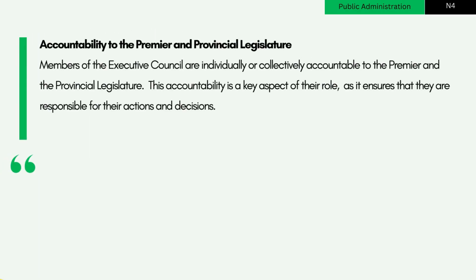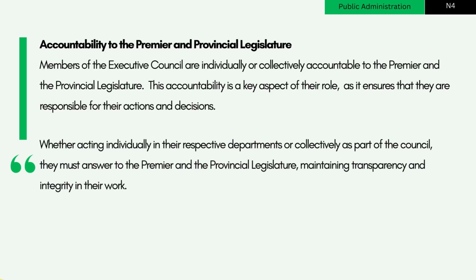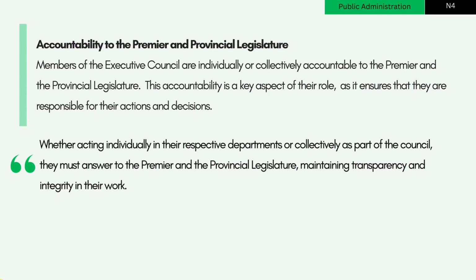4. Accountability to the Premier and provincial legislature. Members of the Executive Council are individually or collectively accountable to the Premier and the provincial legislature. This accountability is a key aspect of their role, as it ensures that they are responsible for their actions and decisions. Whether acting individually in their respective departments or collectively as part of the Council, they must answer to the Premier and the provincial legislature, maintaining transparency and integrity in their work.